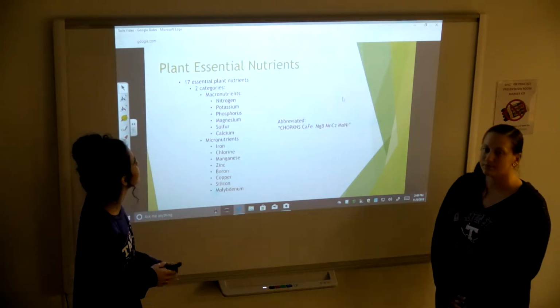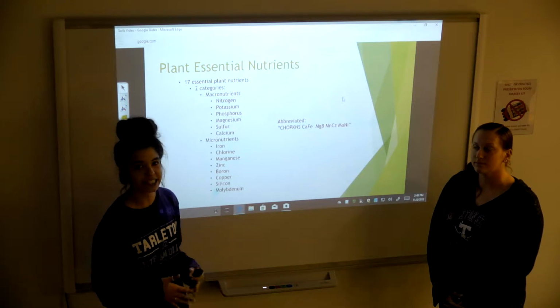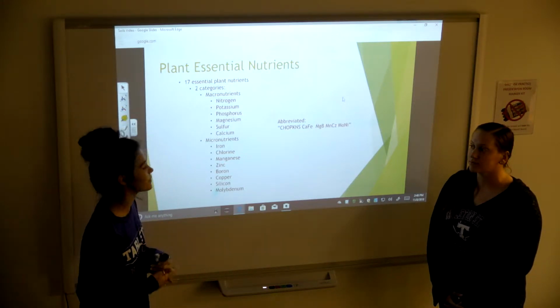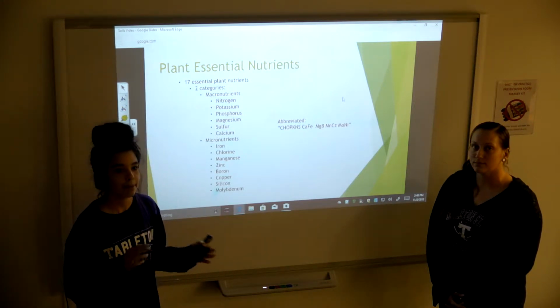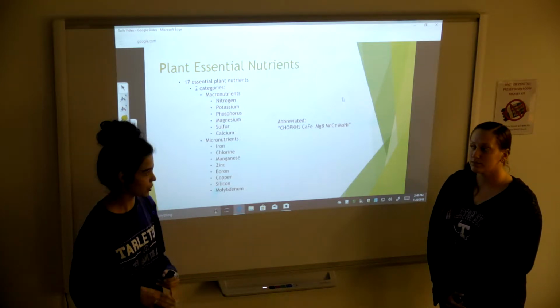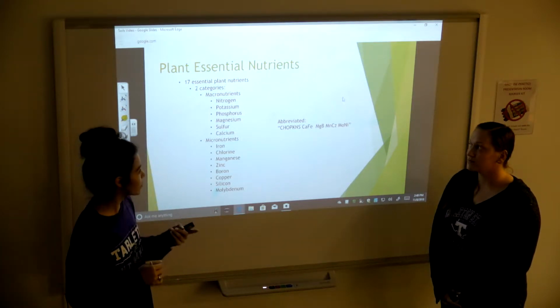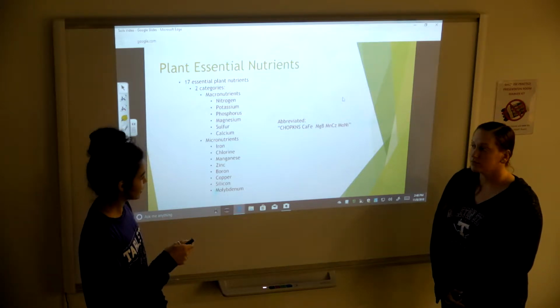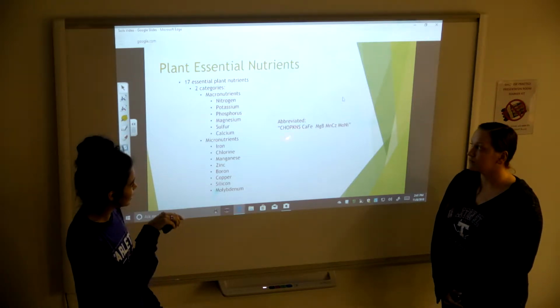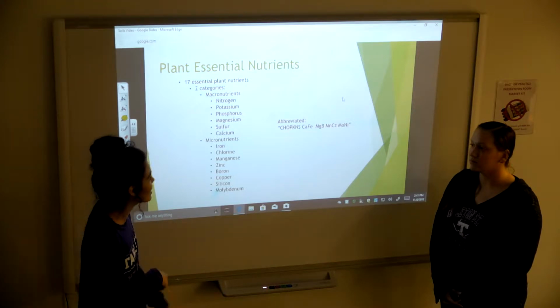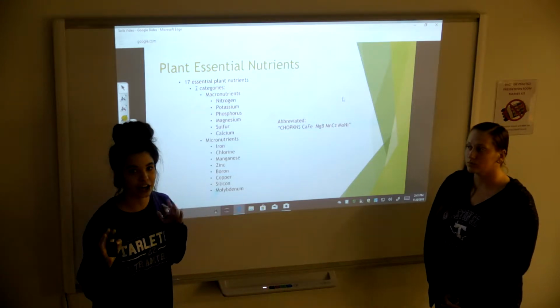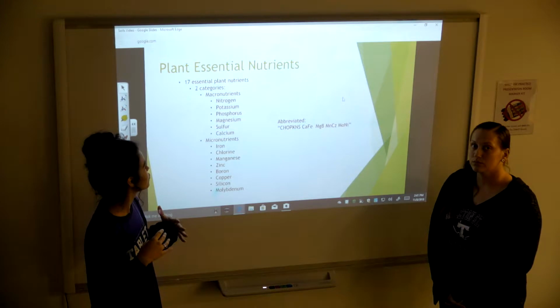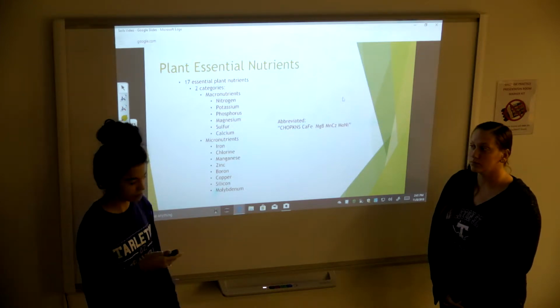So just as a general overview, there are 17 essential plant nutrients. They're divided into two categories, macronutrients and micronutrients. There are 6 macronutrients and 8 micronutrients, and then there's this fun little abbreviation over here that we learned in lab to help you remember each of the essential nutrients. Like I said, there are 17 in total.